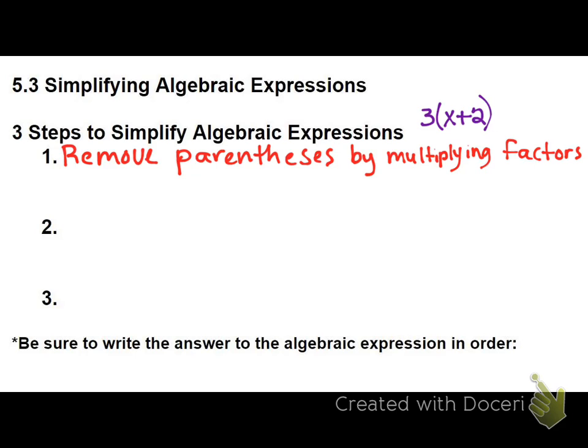So if I give you a problem like this, and I want you to simplify this algebraic expression. Now, it's an algebraic expression because it doesn't have an equal sign. So we're just trying to simplify it. If I want to remove the parentheses by multiplying, I'm going to do this right here. What's that called? Distributive property. So basically, remove parentheses by multiplying factors, that's called distributive property.